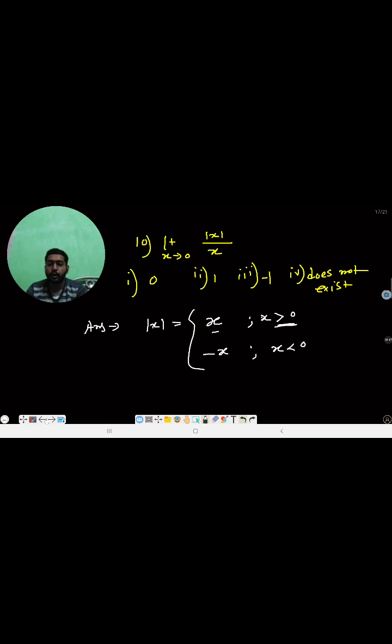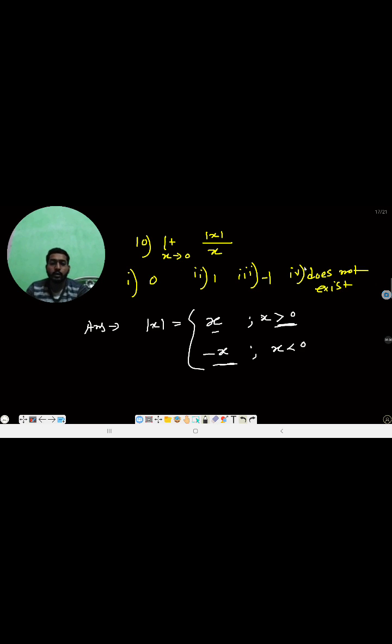So the answer will be 1. And limit x tends to 0 minus of mod x by x. Again, x tends to 0 minus means left hand side of 0. That means the value of mod x will be minus x. So here it will be limit x tends to 0 minus of minus x by x, that is the answer is minus 1. Now you can see both the answers are not equal, and if right hand limit and left hand limit both have different values, that means the limit does not exist.